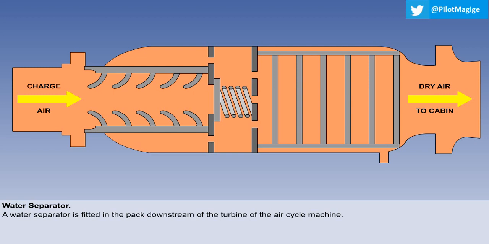When operating on the ground or at low altitude, the charge air entering the air conditioning pack may be very humid. When the air is cooled, this humidity will condense out as water droplets. In order to prevent it raining on the passengers and crew, a water separator is fitted in the pack downstream of the turbine of the air cycle machine. The water separator consists of two parts: a coalescer and a series of collector tubes.